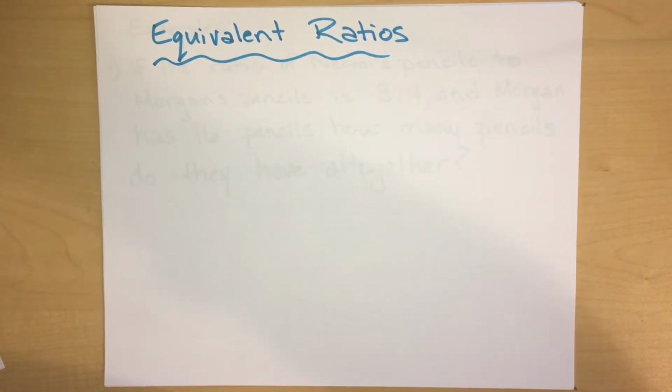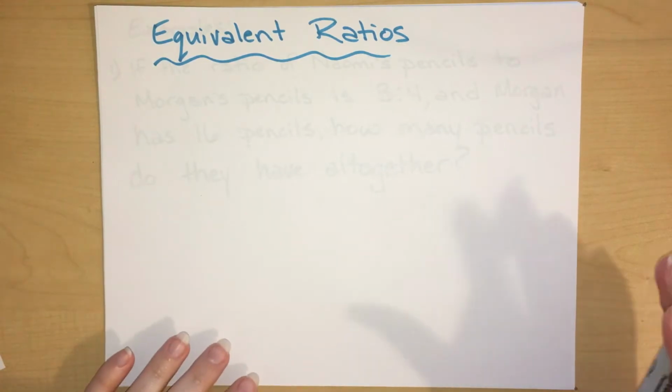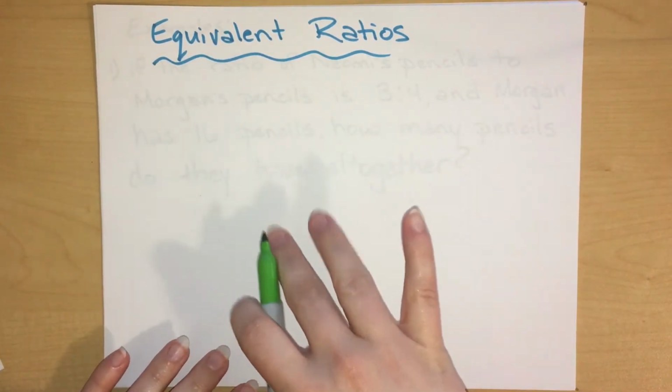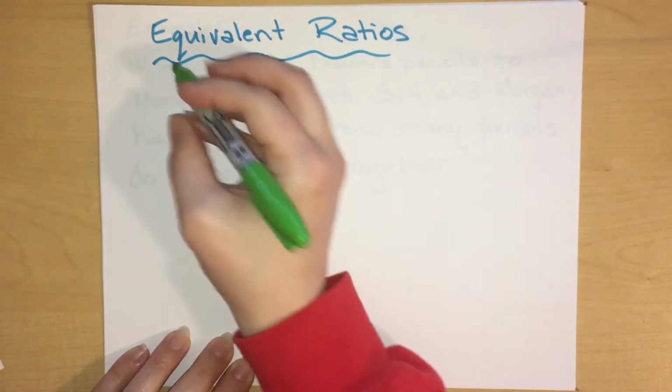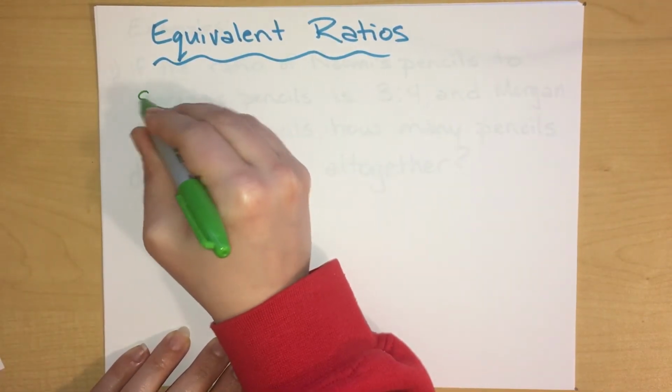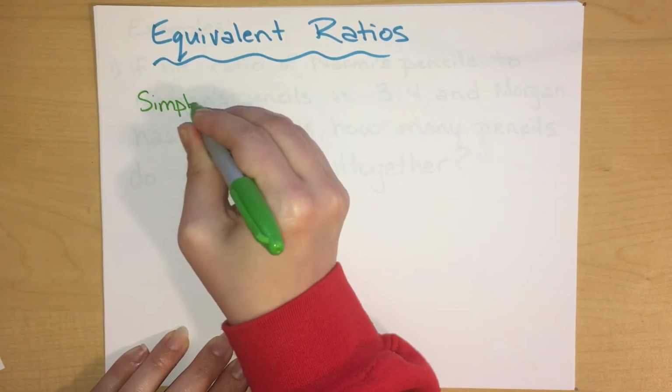So equivalent ratios work a lot like equivalent fractions, where whatever I do to the numerator, whether it's multiplying or dividing, I would have to do to the denominator. It's the same thing when you're working with equivalent ratios. Whatever you do to one side of the ratio, you have to do to the other. So the most common way that you'll probably see an equivalent ratio is when we're looking at simplest terms.